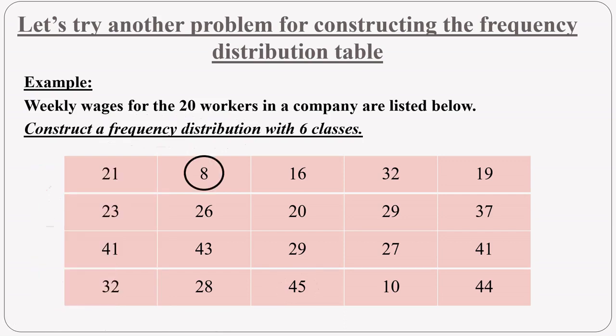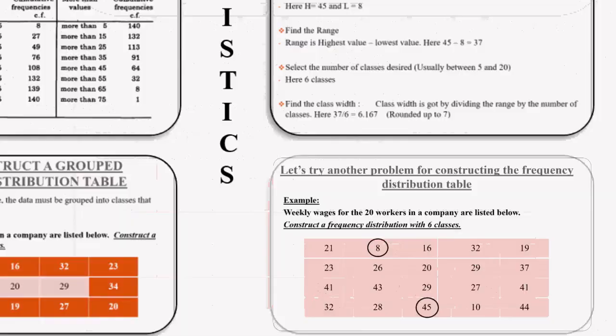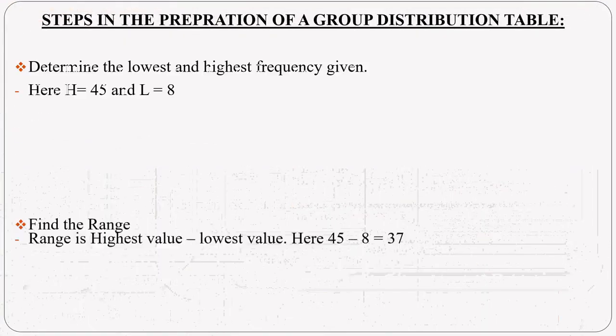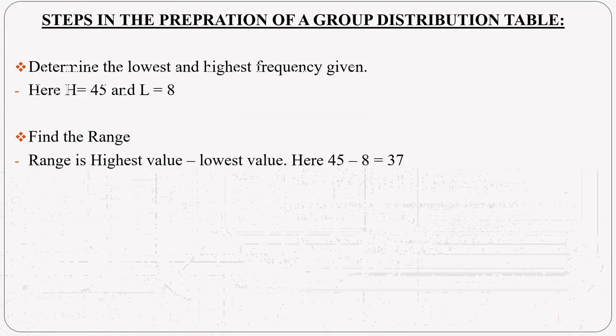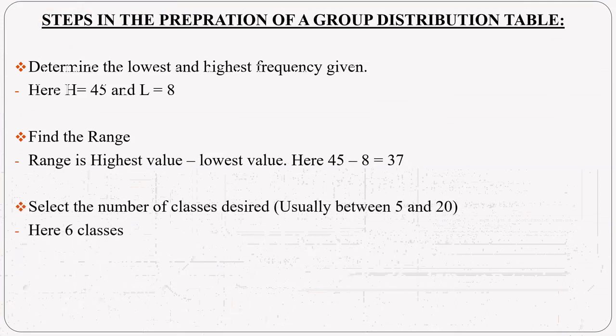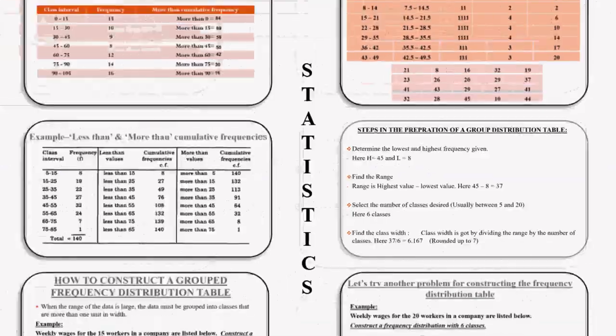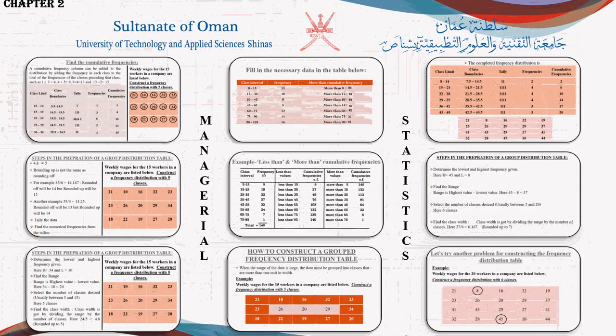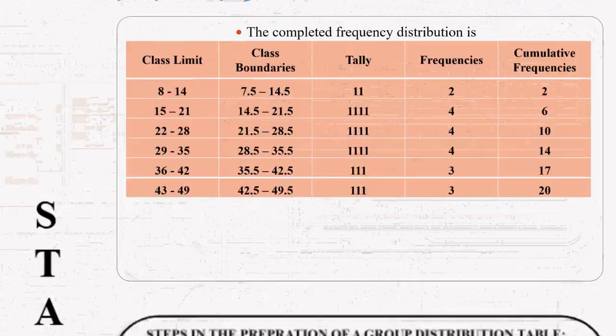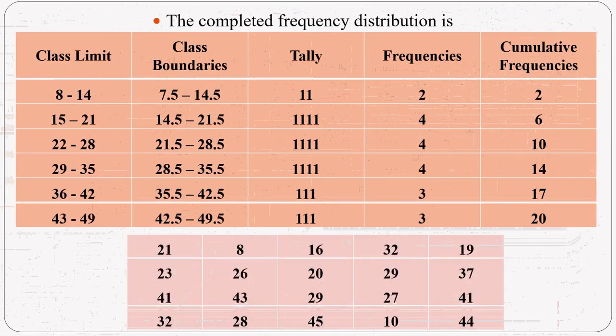So we need to follow the same steps. We need to take the lowest and highest, then calculate the range. The range will be 37, and 37 divided by 6 is 6.167. We are taking the rounded up value, rounded up to 7. So when we take the rounded up value and calculate, this will be the answer for this problem.